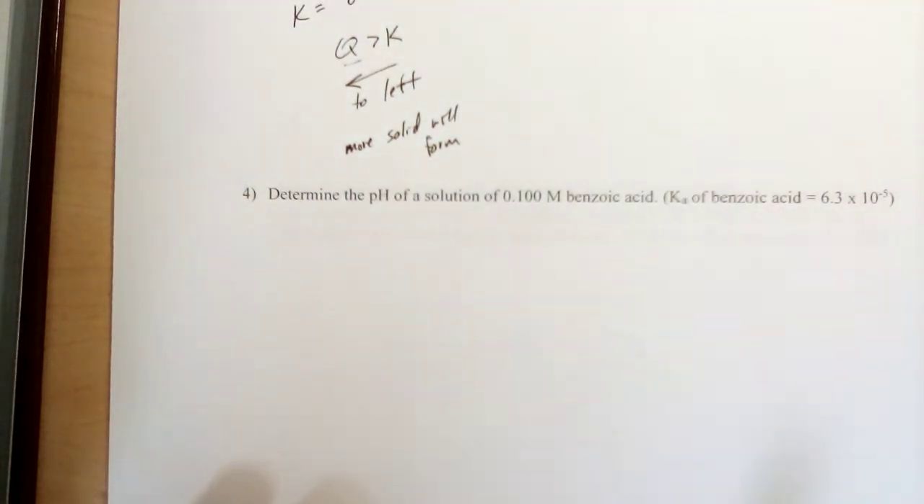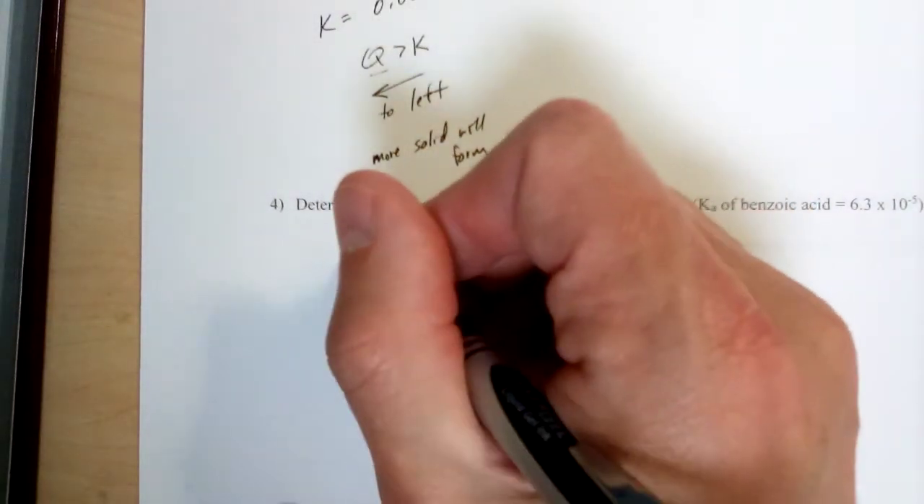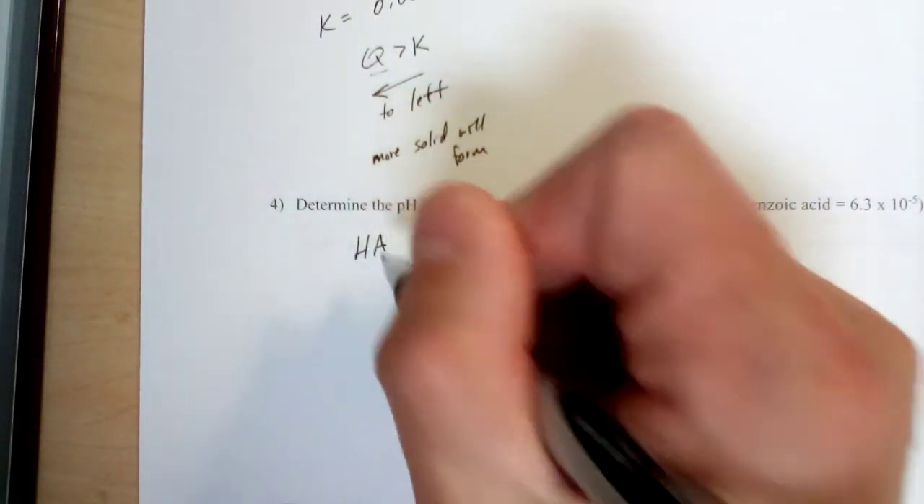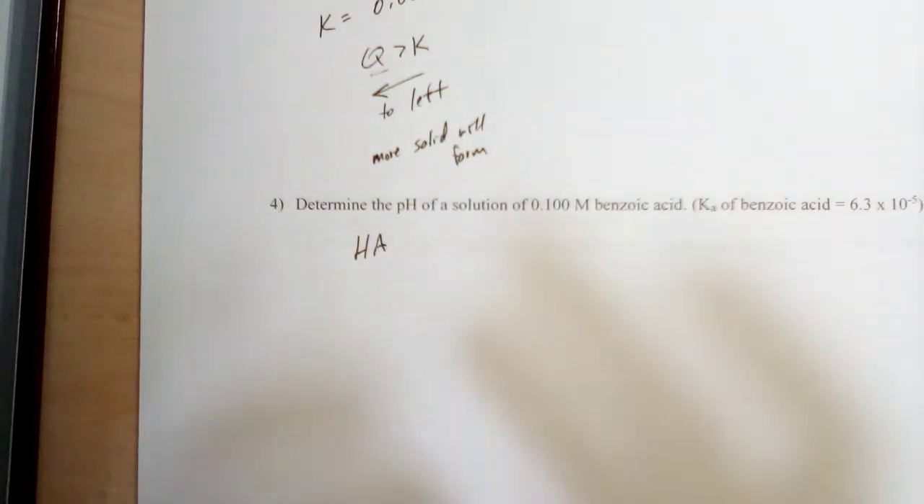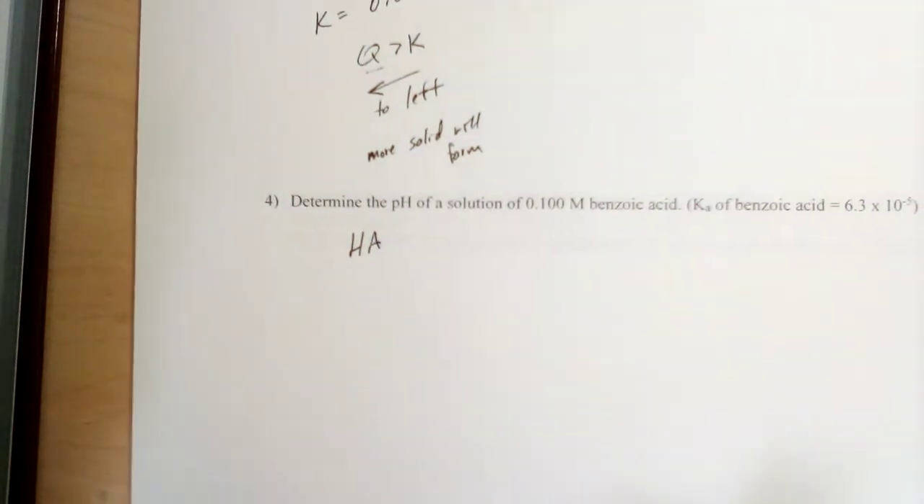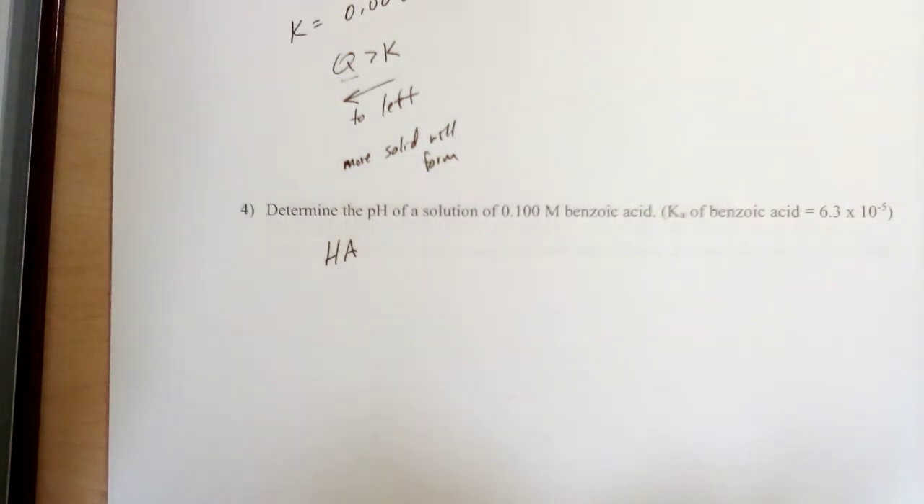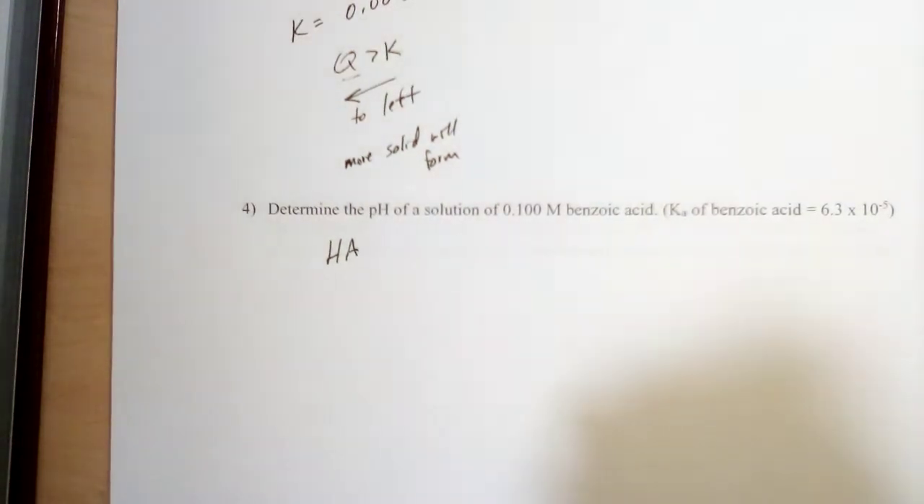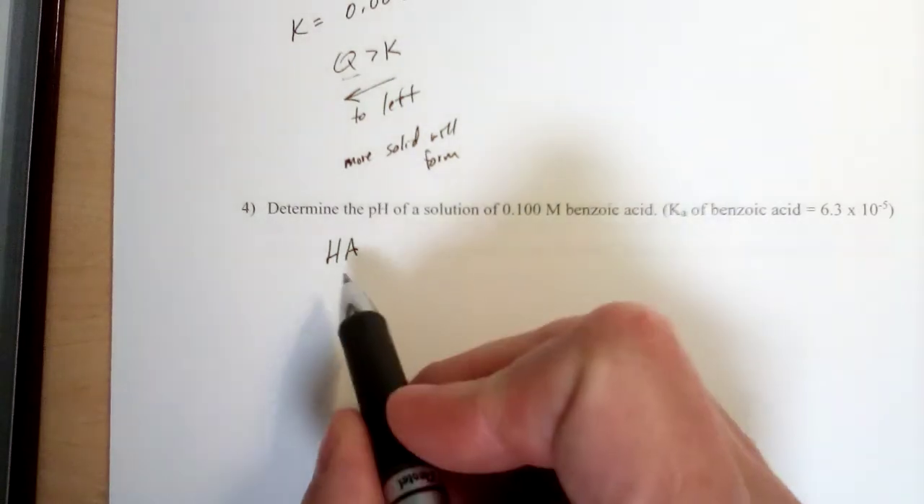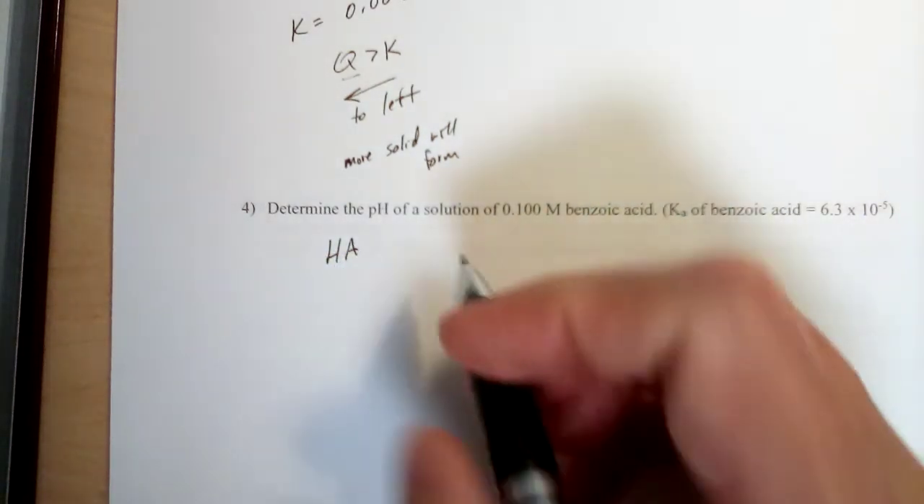And that means we have this type of equation. I'm just going to use HA for benzoic acid. The actual formula of benzoic acid is irrelevant to the problem, right? Unless you're going to have to go back in and figure out how much to weigh out to make a certain solution where you need the molar mass. So all we really need to know here is that it's a weak acid.